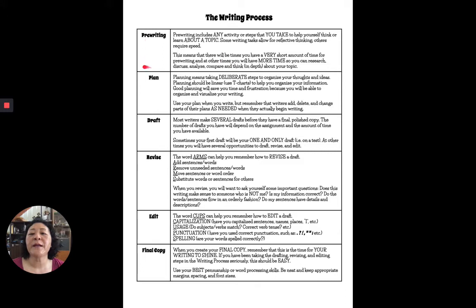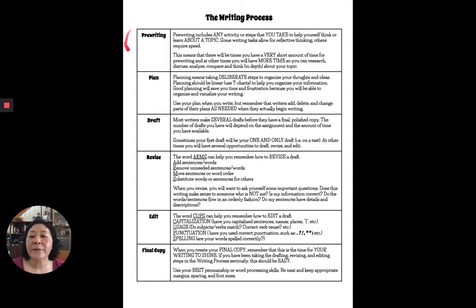After you do the pre-writing, you will plan. Planning means taking deliberate steps to organize your thoughts and ideas. Planning should be linear, so you would use a T-chart. Those of you who don't know what a T-chart is, we're going to get into that when we get into Step Up to Writing. You will use a T-chart to help you organize your information. Good planning will help save you time and frustration, because you'll be able to organize and visualize your writing. You will use your plan when you write, but remember that writers are always adding, deleting, and changing parts as they need while they are writing.